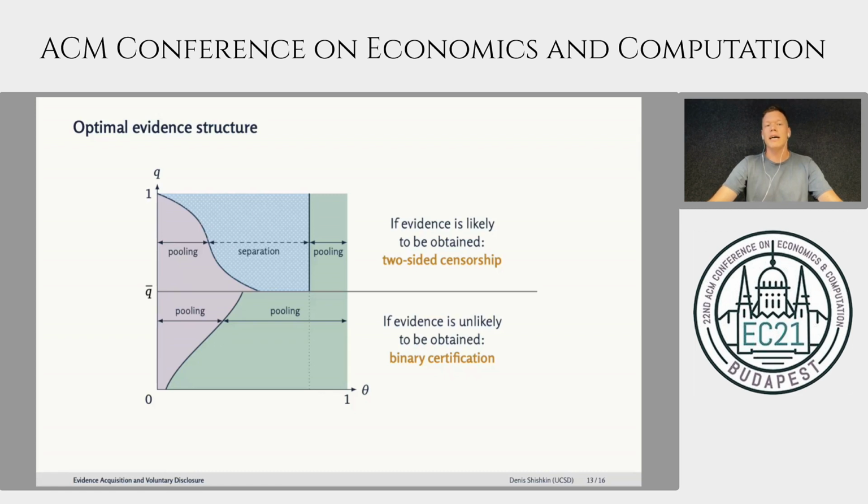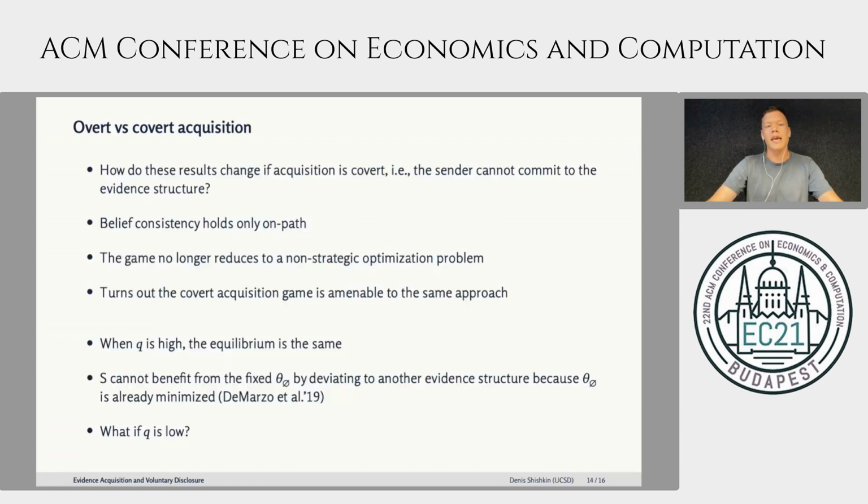Finally, let me briefly discuss some recent results in a variation of the game where acquisition is covert. That is, suppose that the sender cannot commit to the evidence structure, so that if the sender decides to deviate to another evidence structure and then not disclose the evidence, this is not going to be detected by the receiver. Clearly, such a deviation might benefit the sender if the evidence structure she deviates to has a lower non-disclosure posterior mean than the on-path one. This is because the belief consistency is now required only on the equilibrium path. So there is less commitment, and the tools from information design are harder to apply.